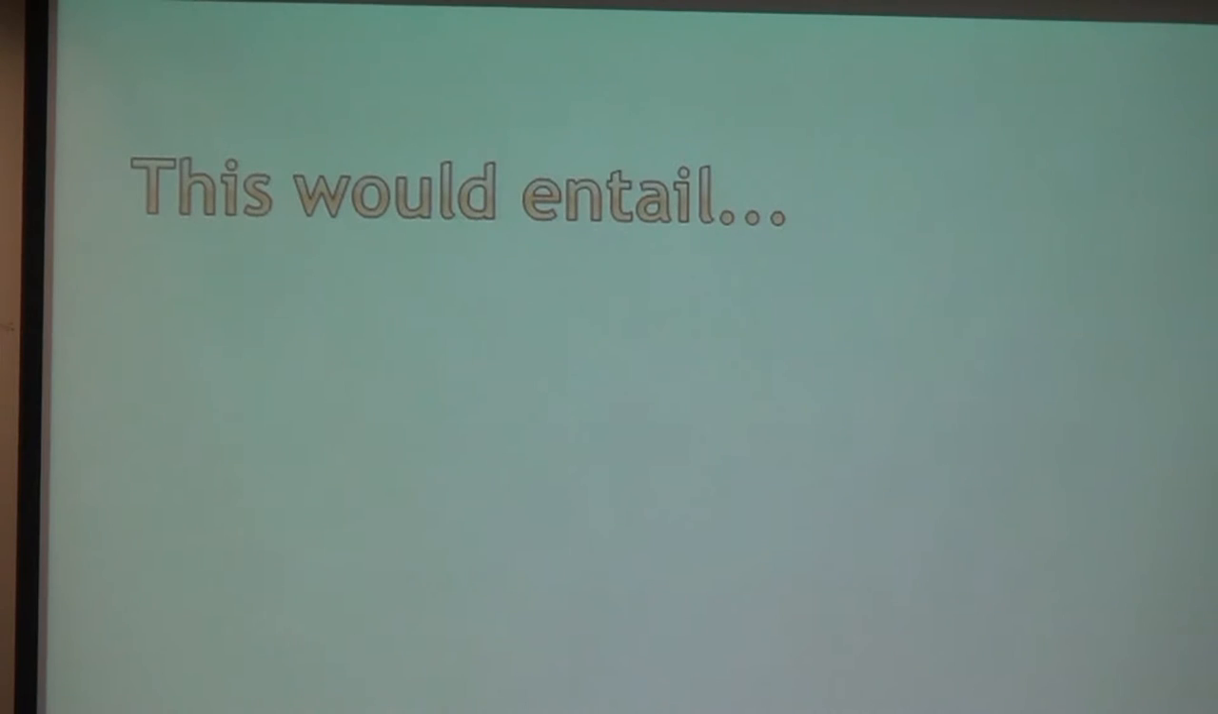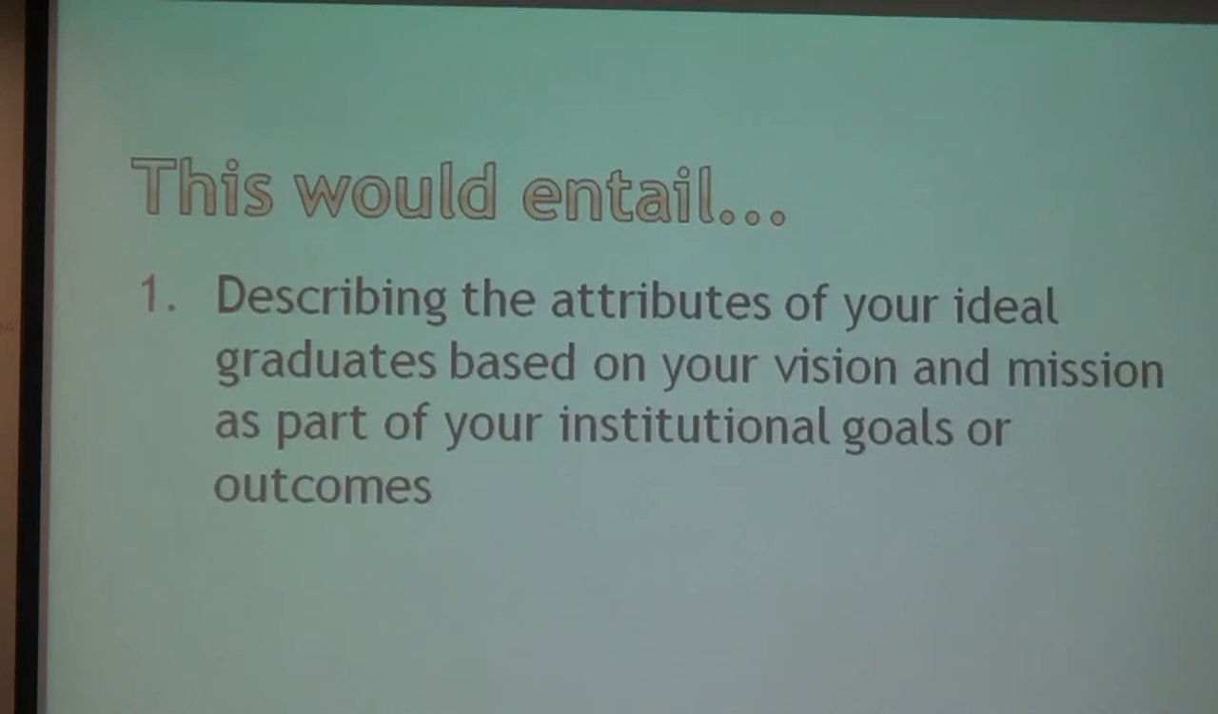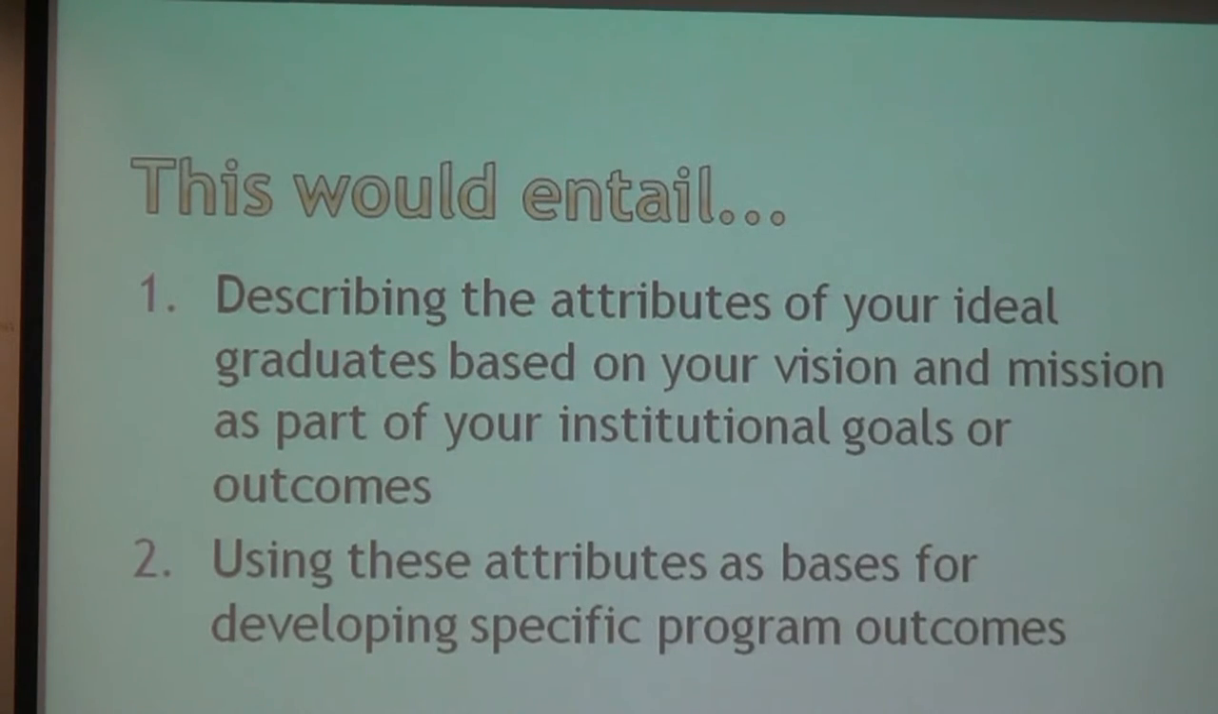Now, when you do this OBE thing in your institutions, okay, these are the things that you need to do. First, you describe the attributes of your ideal graduates, based on your vision and mission, as part of your institutional goals or outcomes. And then you use the attributes as basis for developing specific program outcomes. Now, supposedly, the program outcomes that we're referring to here are the outcomes for the specific programs. For example, you have a Bachelor of Science in Business Administration, major in computer applications. That program will have its own set of outcomes. And yes, it's a tedious thing to do because the school will have to do that for all the programs. Or you can also refer to just the general education program, okay?